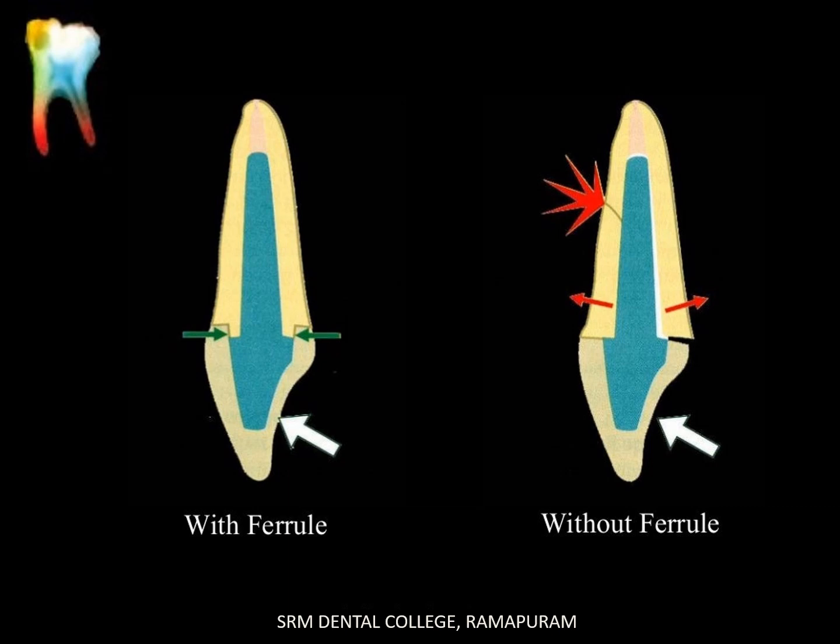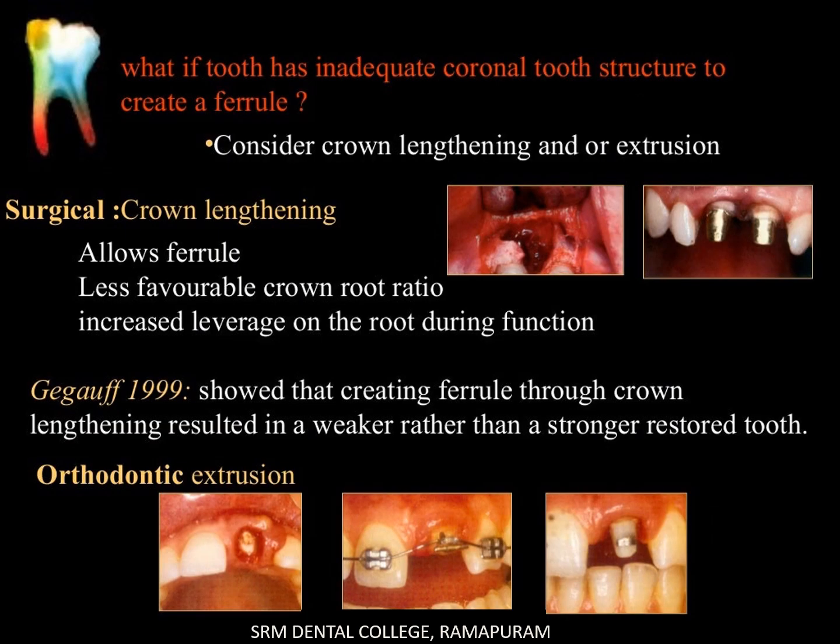So when there is a ferrule, the amount of anti-rotational displacement of the post and the core is very minimal. But without a ferrule, there are chances for leakage and also displacement or fracture of the core, which can in turn lead to fracture of the root. What if the tooth has inadequate coronal structure to create a ferrule? Consider crown lengthening and/or extrusion.